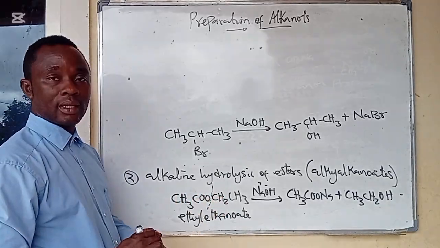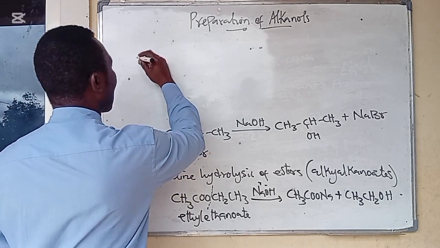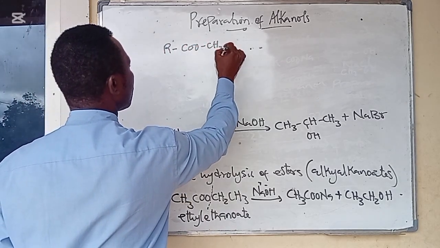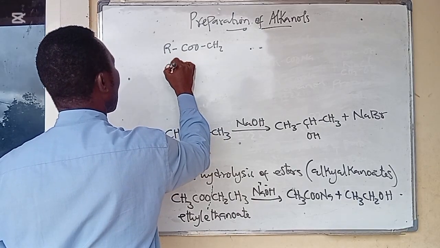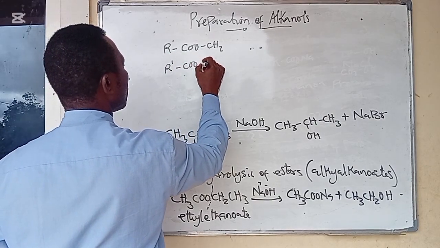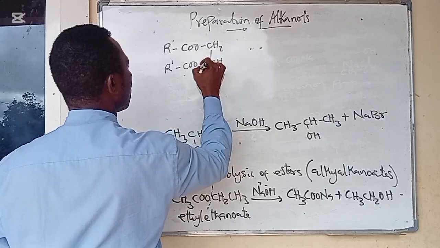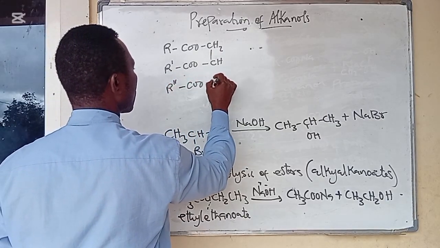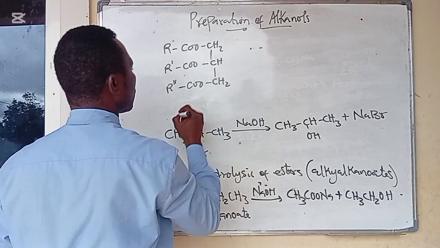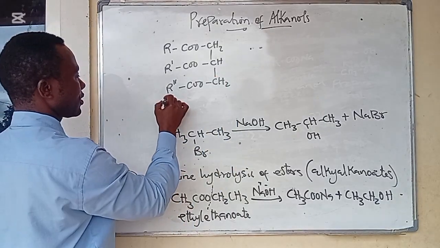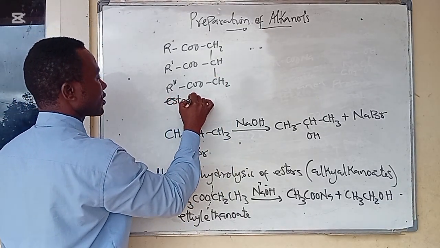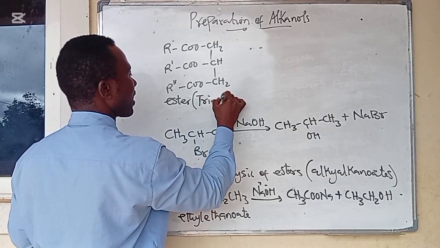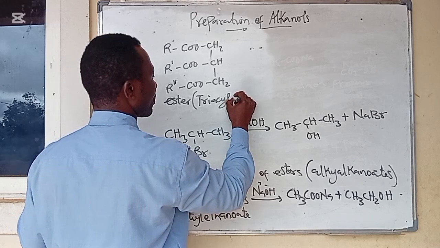We can also prepare alkanols from complex esters. This is a simple ester. So we can use a complex ester like RCOO, CH2, R prime COO, CH, then R double prime COO, CH2. So this is a complex ester. This ester is actually triacylglycerol.